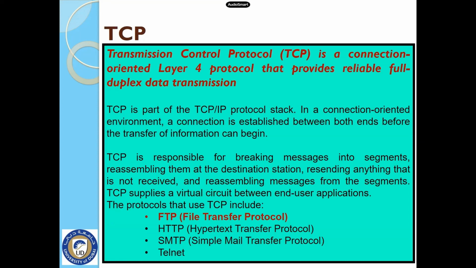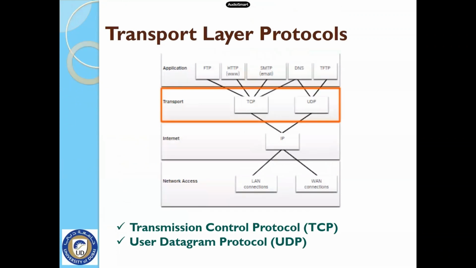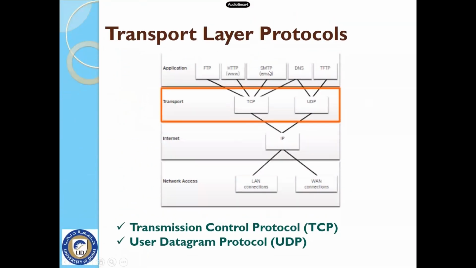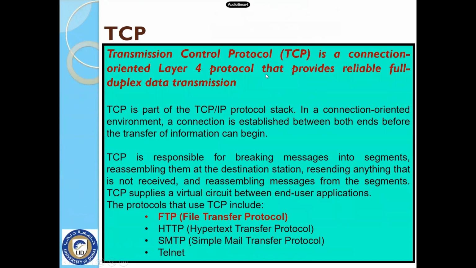And reassembling messages from the segments. TCP supplies a virtual circuit between end user applications. So the protocols that use the TCP, as I mentioned in the upper diagram here, are FTP, HTTP, SMTP, and DNS. So we have FTP, File Transfer Protocol, and HTTP, the Hypertext Transfer Protocol. I'm sure everybody is familiar with this. This is what we have in websites, on the internet. SMTP, Simple Mail Transfer Protocol. This is more into emails. So there you go, SMTP, that's emails. It's the simple mail transfer protocol, and we have Telnet.